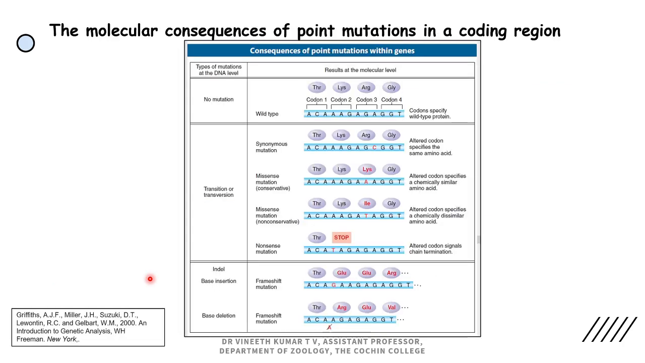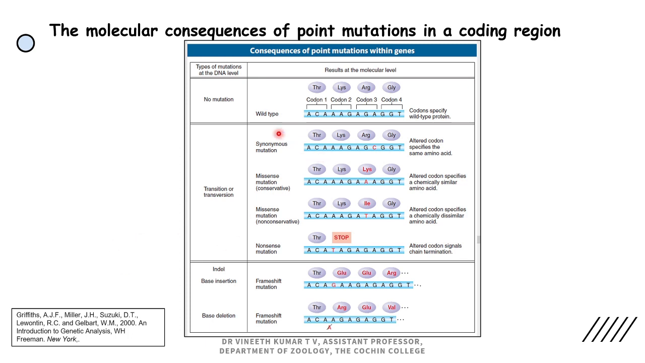So now we'll see the different types of molecular consequences of point mutations in the coding region. We'll see transition, transversion, base insertion, base deletion, etc. In this particular case, we'll be discussing all the different types of gene mutation, that is base substitution, base insertion, and base deletion. So this particular table is a representation of all the types of gene mutations that we are discussing in this particular session.